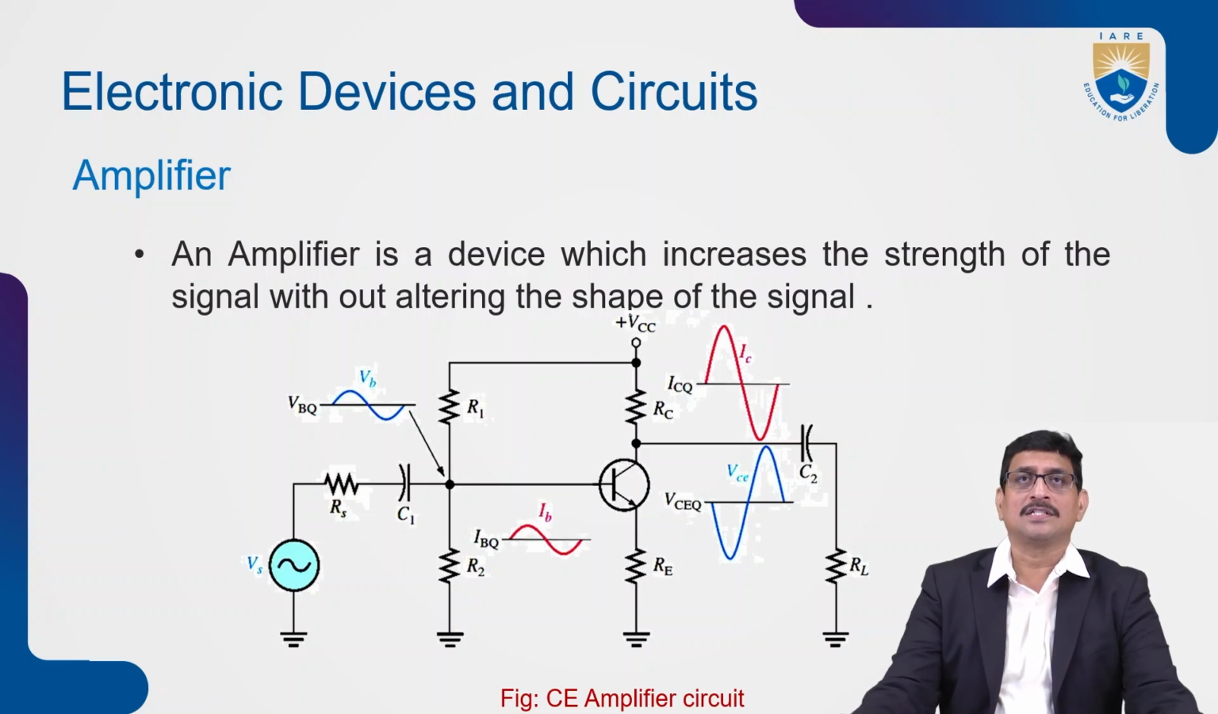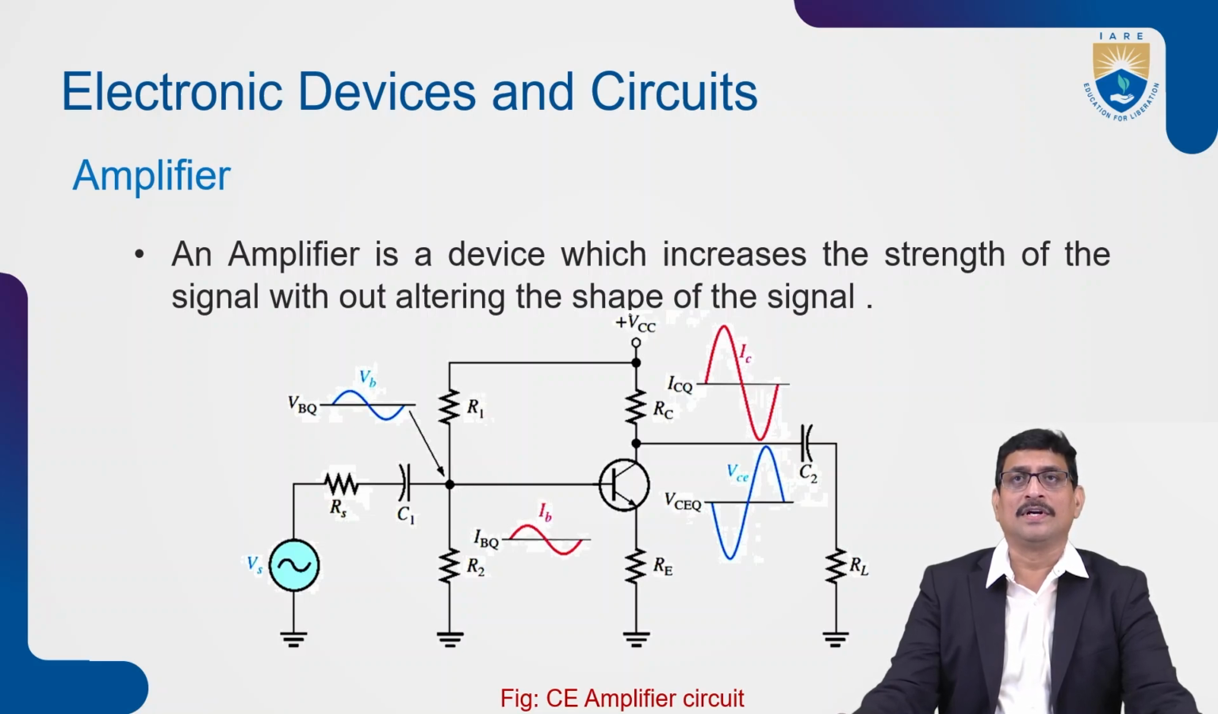To make the transistor work as an amplifier, the transistor must be operated in the active region. That is, to get the amplifier action, the transistor must be operated in the active region. Active region is nothing but the base to emitter junction is forward biased and the collector to base junction is reverse biased. So we need a biasing circuit to make the transistor operate in the active region before using the transistor as an amplifier.